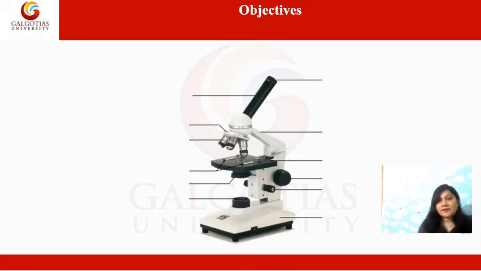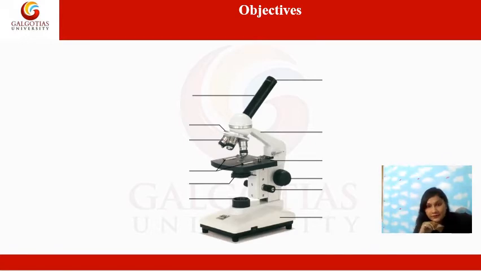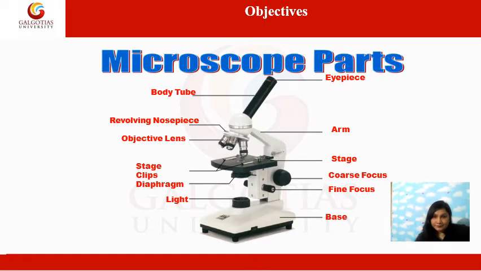Then after that we will discuss each and every part one by one. Okay, so I am giving you 2 minutes. Just label this compound microscope. I think you people have done. So I am changing the slide so that you can check your answer. See, these are the parts of the compound microscope.